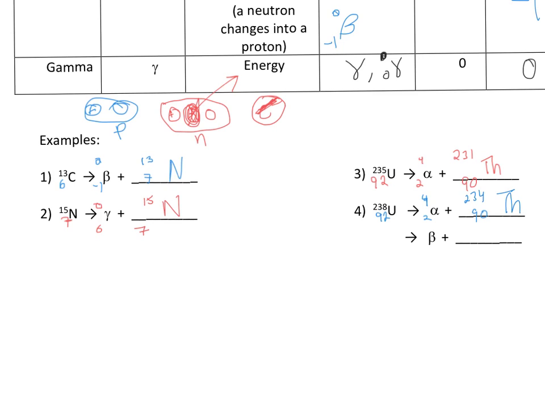Now this arrow here is telling us that uranium-238 gives off an alpha particle, but then it keeps going and gives off a beta particle. Whenever you have a multi-step problem like this, you look at the product of the first one. After it gives off an alpha particle, it turns into thorium-234. Then this thorium-234 you put here, and that gives off a beta particle. So let's do that.